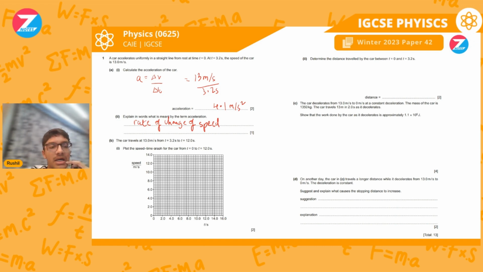The car travels at 13 meters per second from t equal to 3.2 to t equal to 12 seconds. So what this line tells us is that the car travels at one fixed constant speed in that time period.